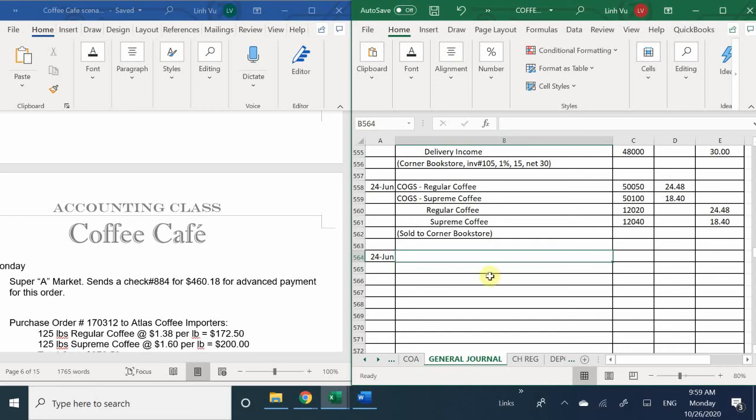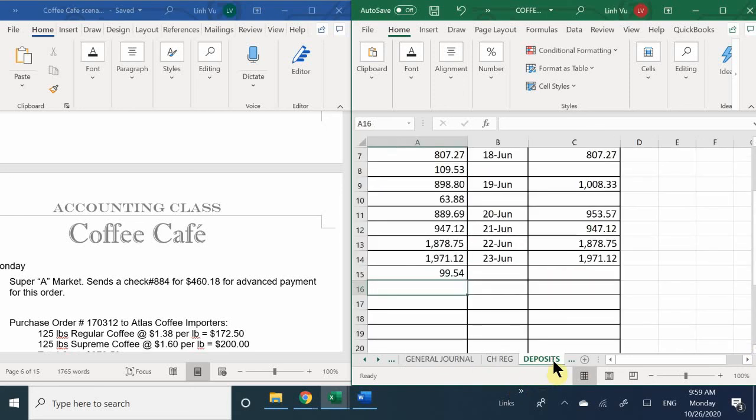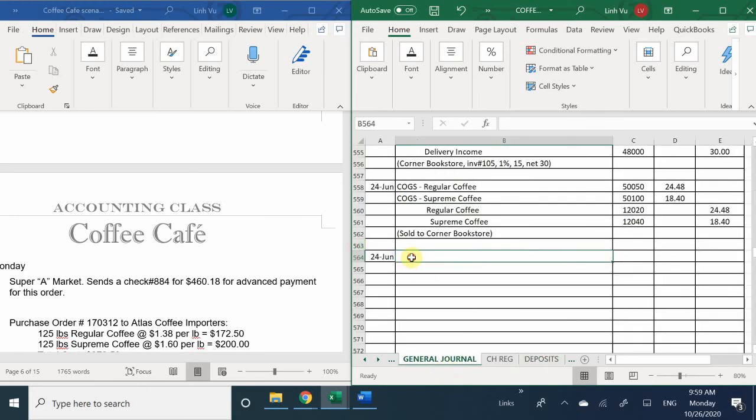Okay, for 460.18 advance deposit. But we're not depositing it yet, so we're just gonna notate it and leave it there until we make a deposit at the end of the day. Okay, good. So the check was written out for $460.18. My bad, 460.18. Good.